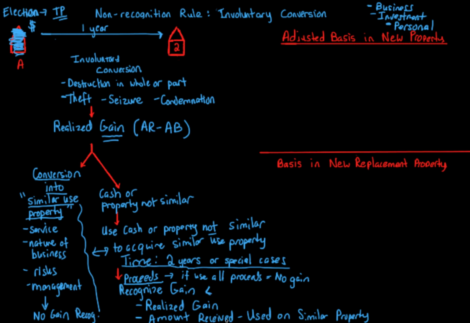So the last thing I want to talk about is, as you remember, in all non-recognition rules, there's always a corresponding adjusted basis rule. We always start with the taxpayer's old adjusted basis. So the taxpayer's adjusted basis in the old property.